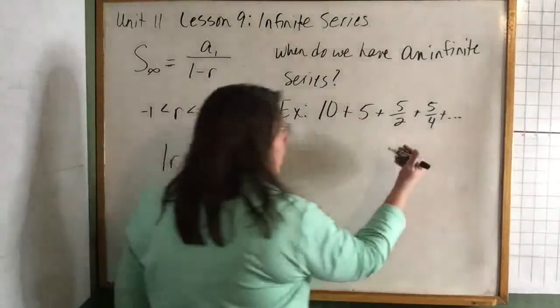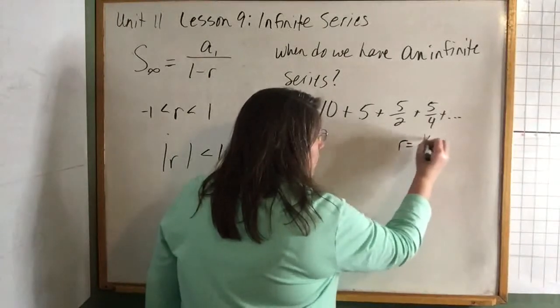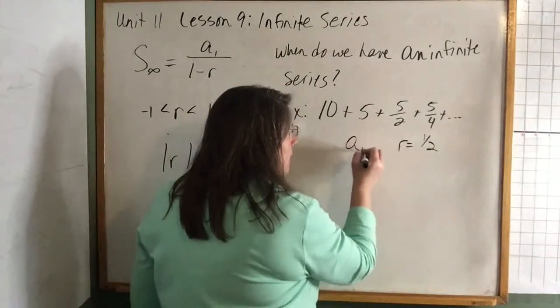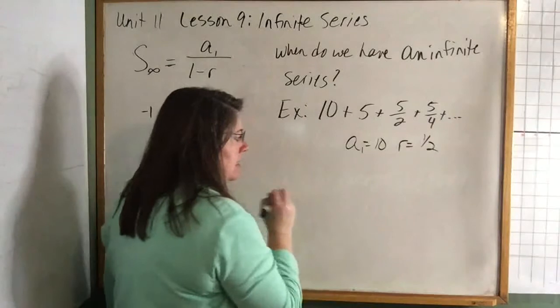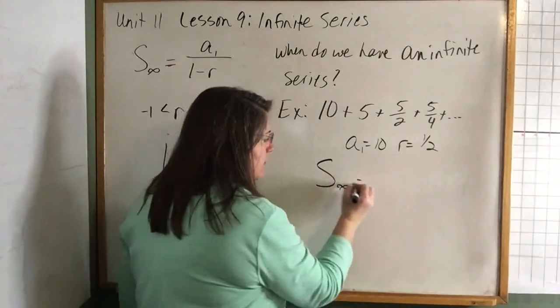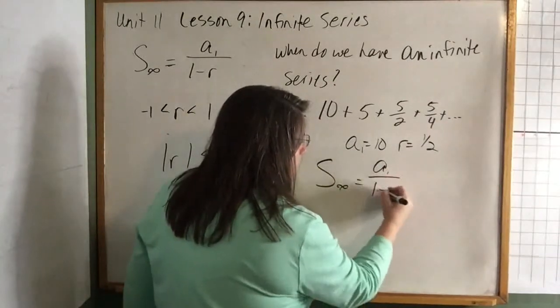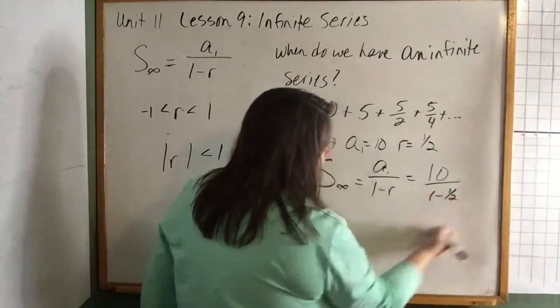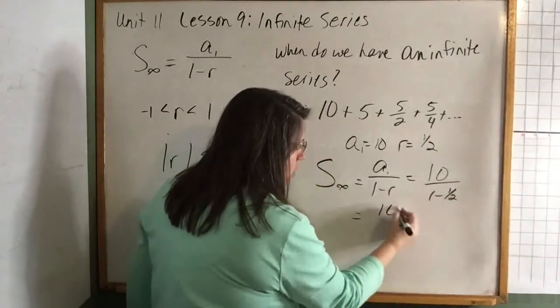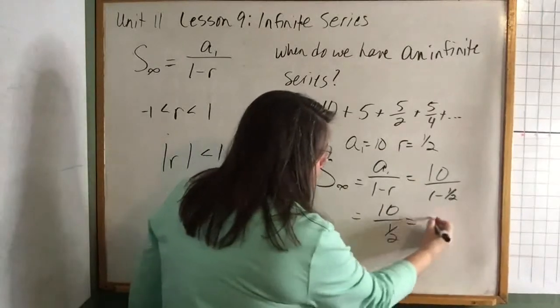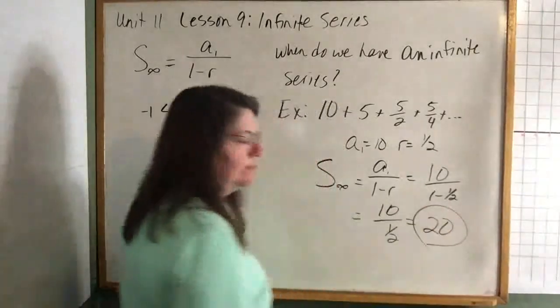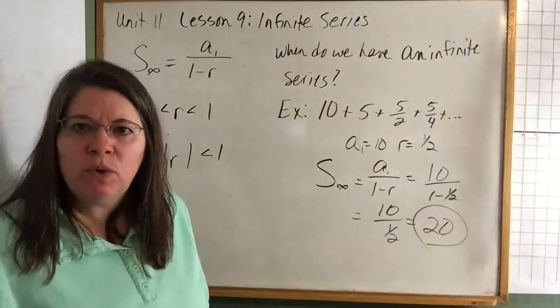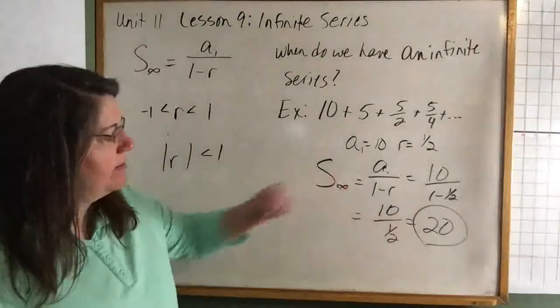So let's think about that. In this series, r was 1/2, a sub 1 is 10, so our infinite series is equal to a sub 1 over 1 minus r. Wouldn't we have 10 over 1 minus 1/2, which is the same thing as 10 over 1/2, or 20? Our final answer for that is 20. The infinite series has a sum of 20.